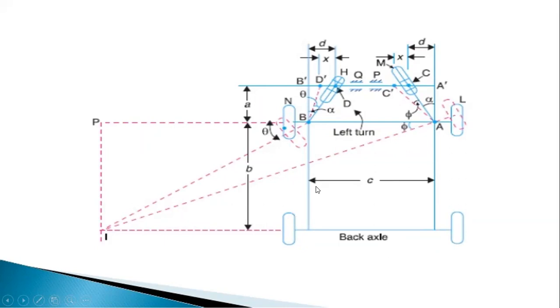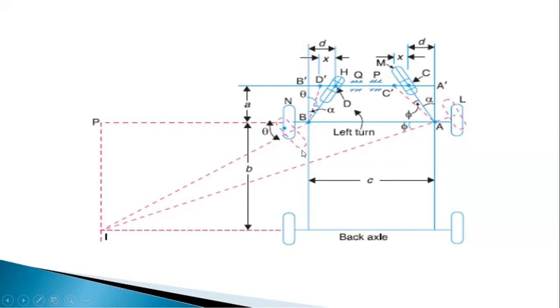And the length between the axle is taken as C, and the length between two axles is taken as small b. The back axle length is C. Coming to the front axle, it is also the same in position, and they are parallel to each other.